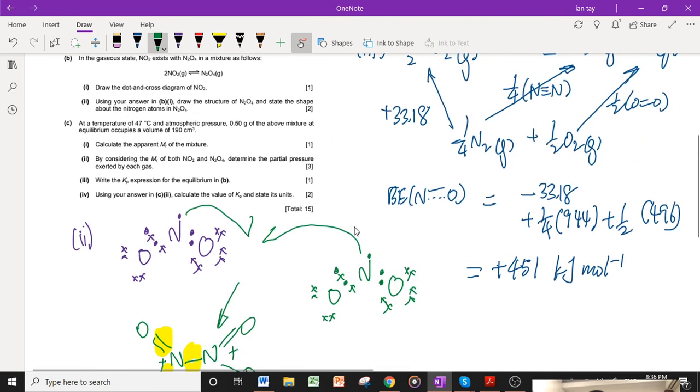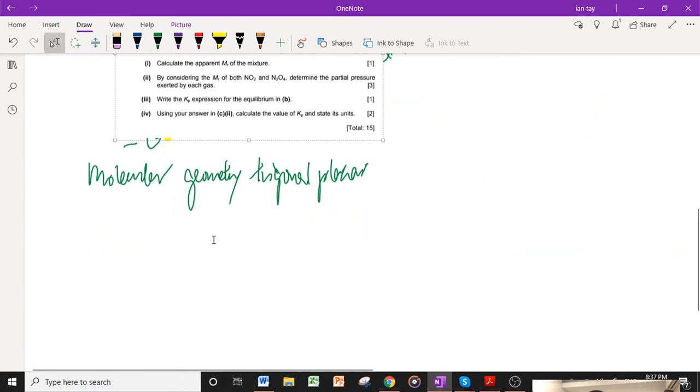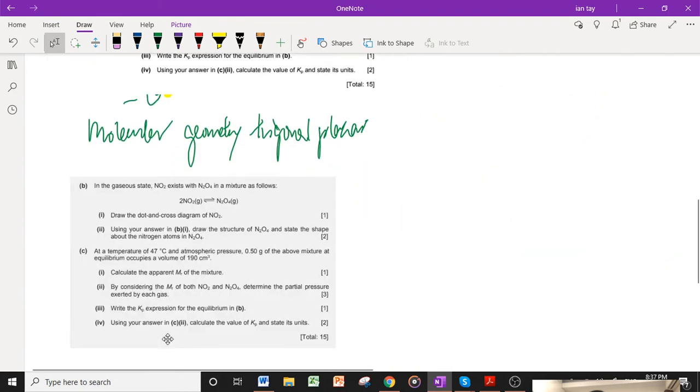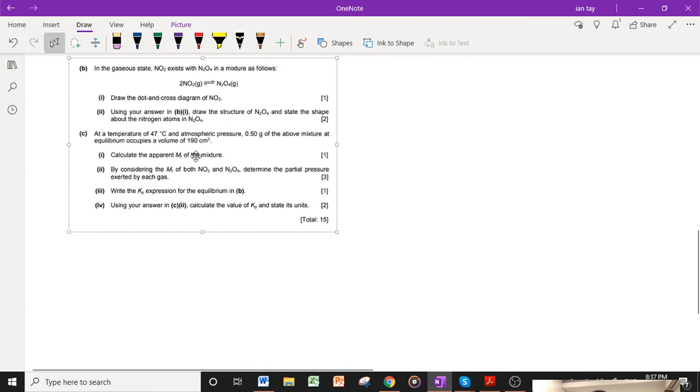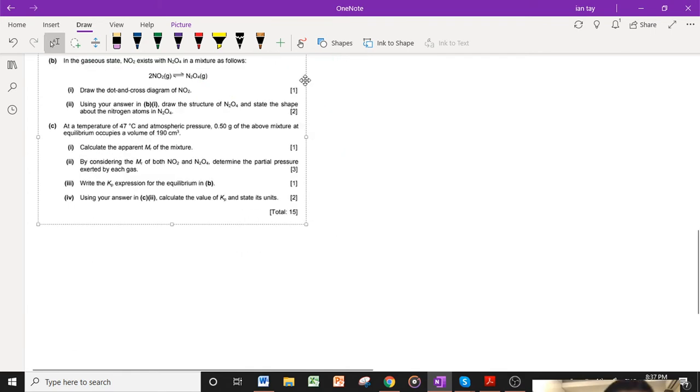So let us take a look at the next part. At a temperature of 47 degrees Celsius and atmospheric pressure, so let me drag the question below, giving myself more space. Okay, at the temperature of 47 degrees Celsius and atmospheric pressure, 0.50 grams of the above mixture at equilibrium occupies a volume of 190 cm3. Calculate the apparent MR of the mixture.